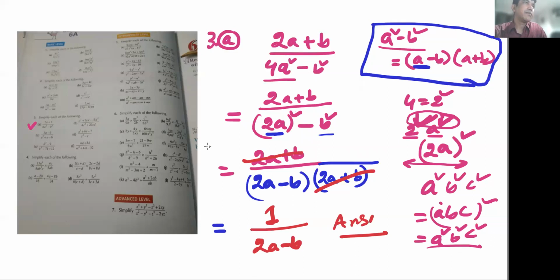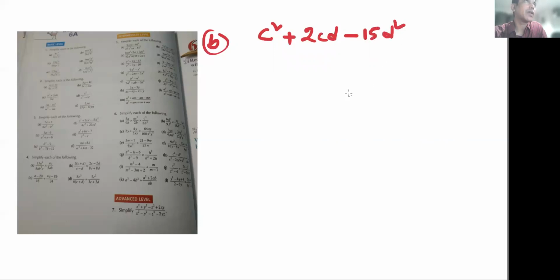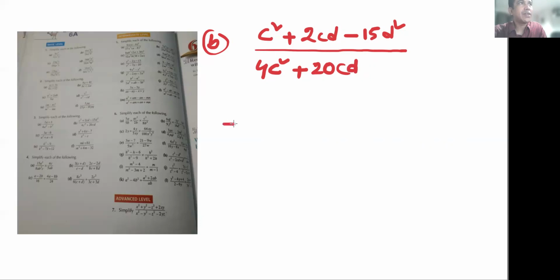Now let's do, which one do you want? Out of the 3, which one do you feel is difficult? B. Okay. So B, it's saying what? C square plus 2CD minus 15D square. Then in the denominator we have 4C square plus 20CD. It looks too complex, right?